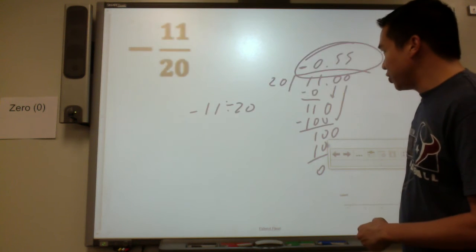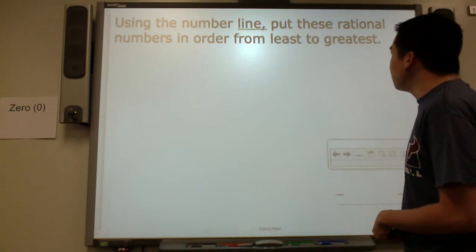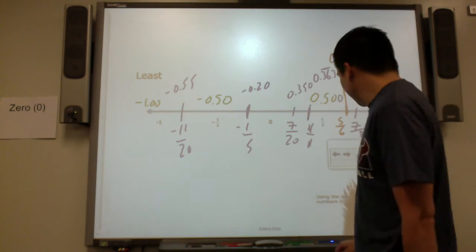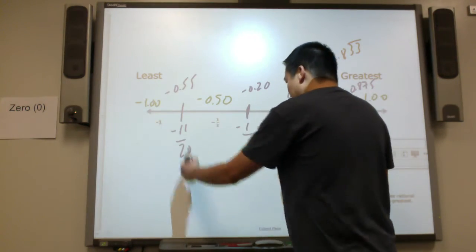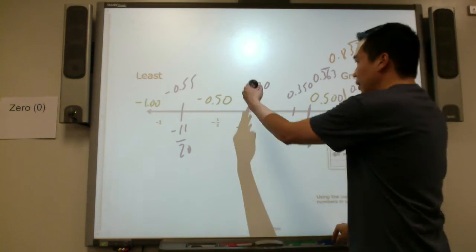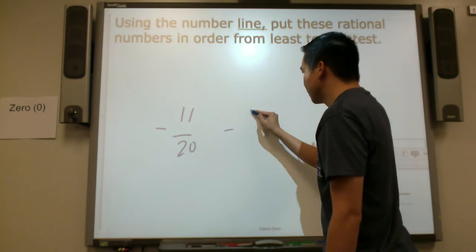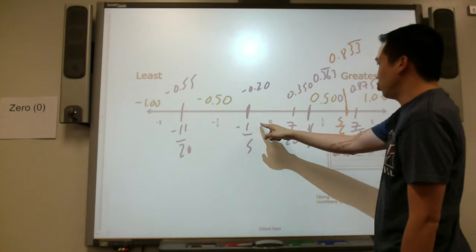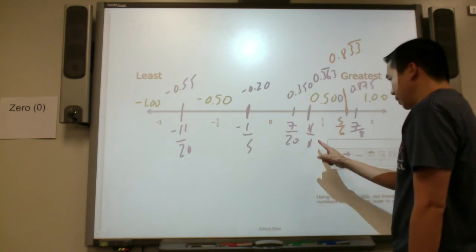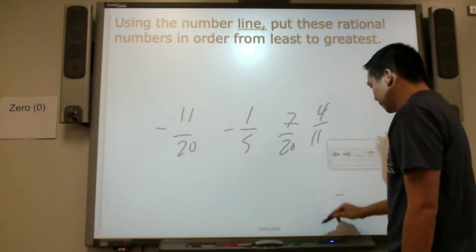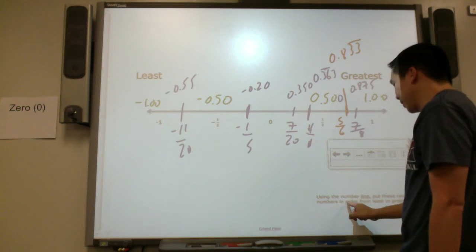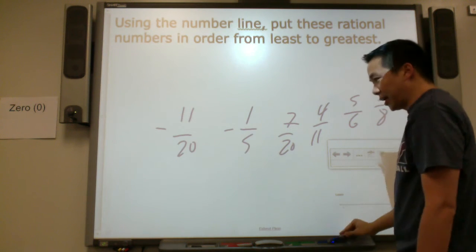So the question in here says the following. Using a number line, put these rational numbers in order from least to greatest. It is right here. So we have first one, negative 11/20. Negative 1/5. 7/20. 4/11. 5/6. And lastly, 7/8. And those are from least to greatest.